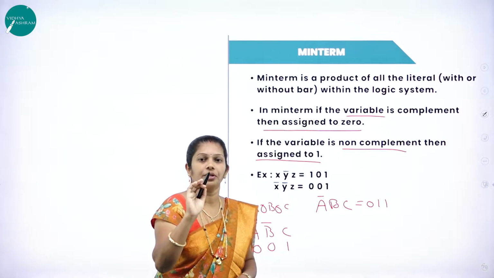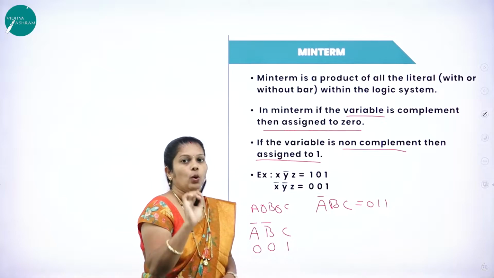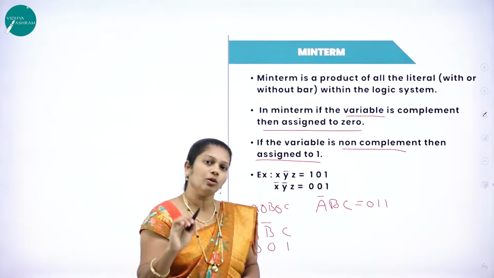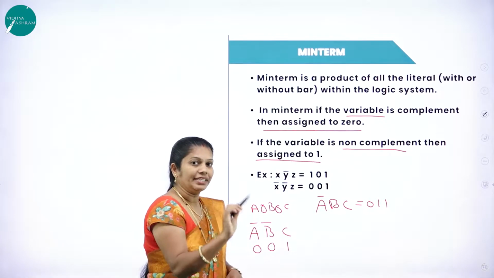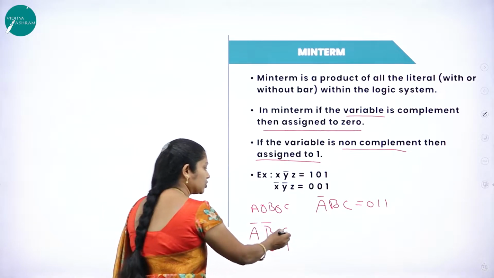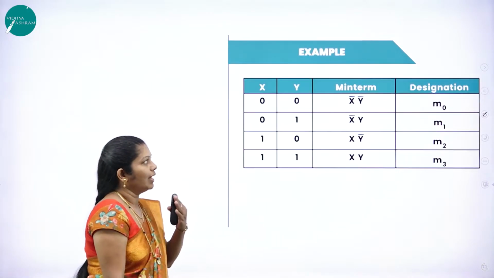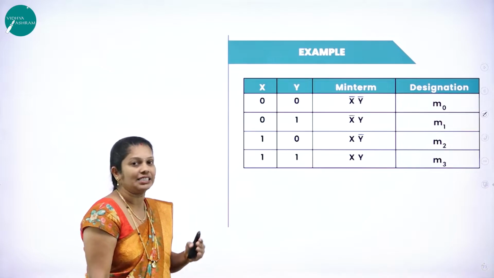Min term is a product of all the literals, where the literals may be complement or non-complement. In min term, if the variable is complement, then it is assigned 0. If the variable is non-complement, then it is assigned 1. Now is it clear? Next, we will explain how to find the min term as well as the designation for that min term.